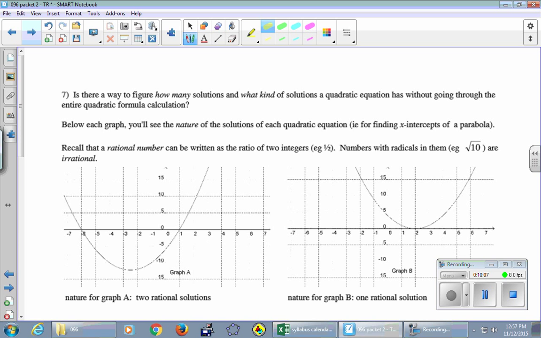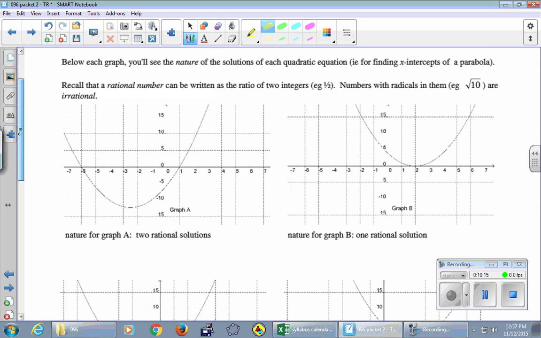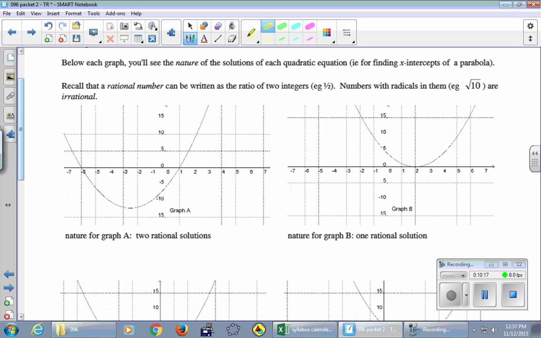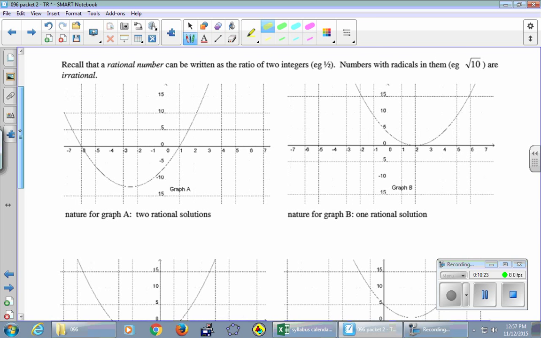Is there a way to figure out how many solutions and what kinds of solutions a quadratic equation has without going through the entire quadratic formula calculation? Below each graph, you'll see the nature of the solutions of each quadratic equation, i.e. for finding x-intercepts of a parabola. So let's take a look at these few pictures here.